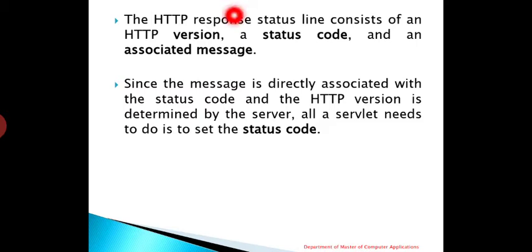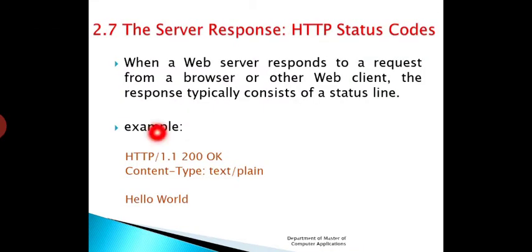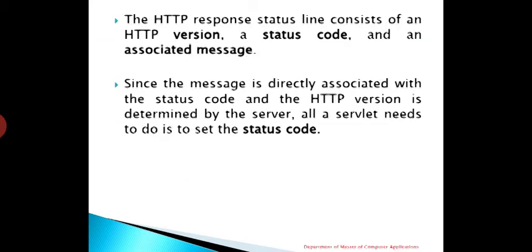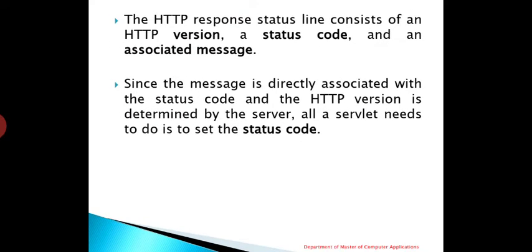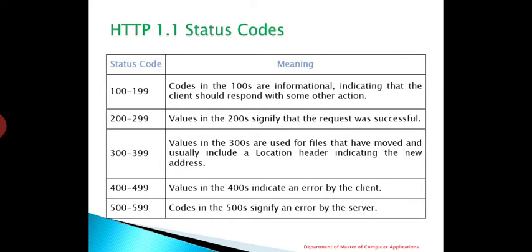The HTTP response status line consists of an HTTP version, the status code and an associated message. So the status line consists of the version, the status code, and the message. These three values are available with the HTTP response status line. Usually, since the message is directly associated with the status code, and the HTTP version is determined by the server, the status code is what you set here.